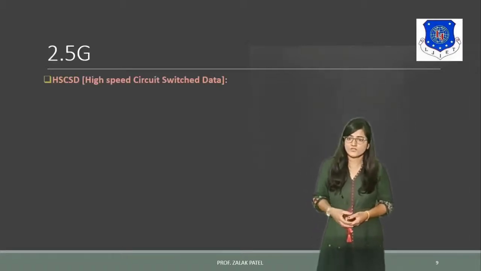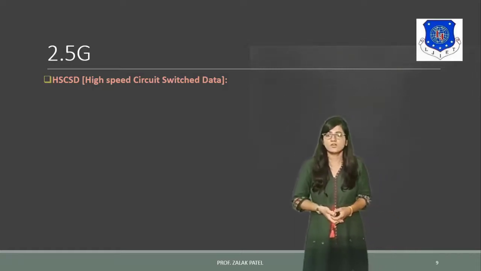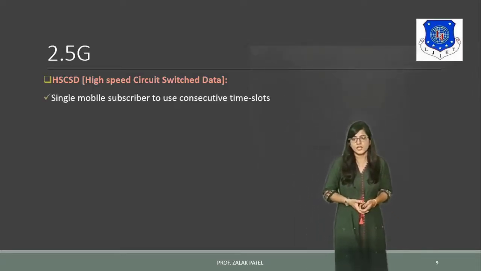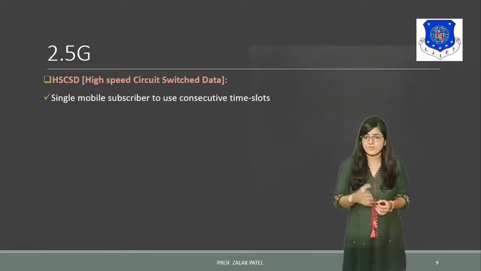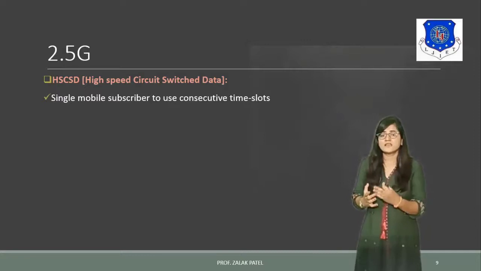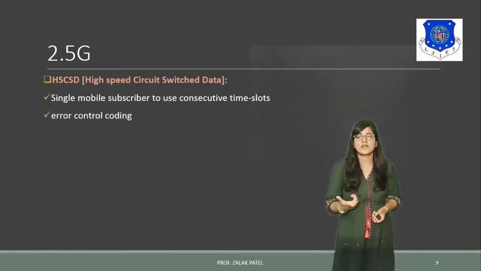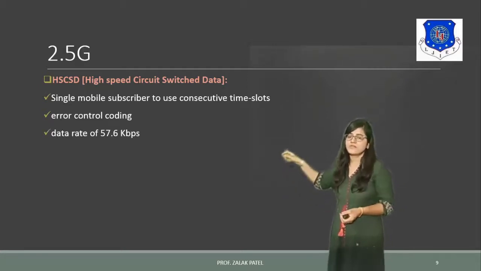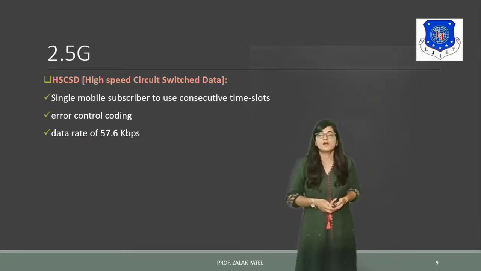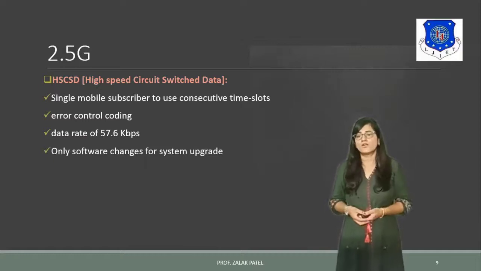Next is your 2.5G standard, in which the first one is HSCSD, which stands for High Speed Circuit Switched Data. Here, instead of a single slot per mobile user, it uses consecutive time slots to send the data. By using these consecutive time slots, it has a higher data rate compared to GSM, that is 57.6 kbps. Moreover, it offers error control coding, and only software changes are needed for system upgradation.